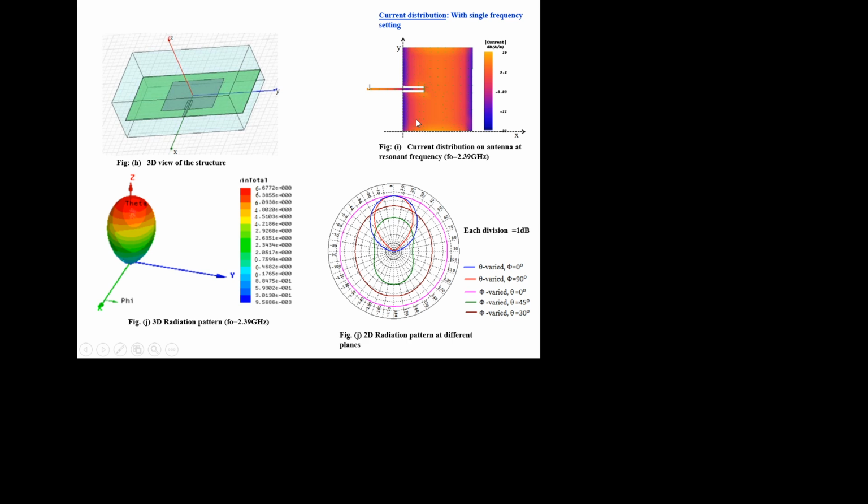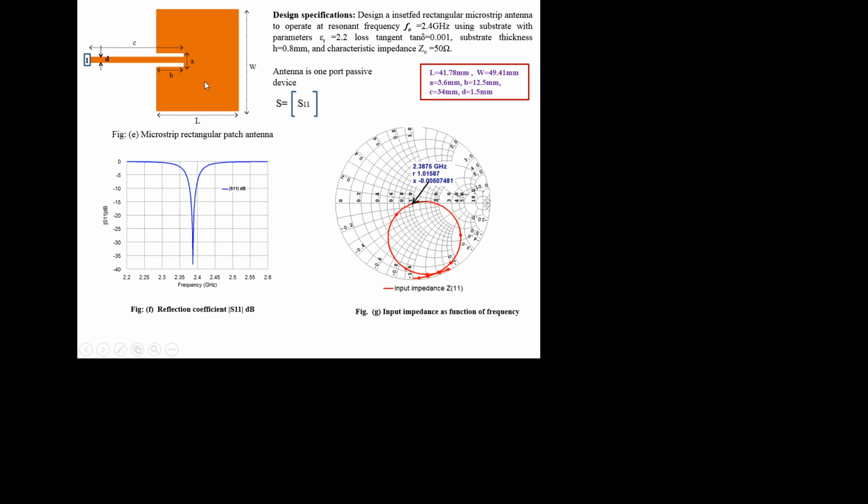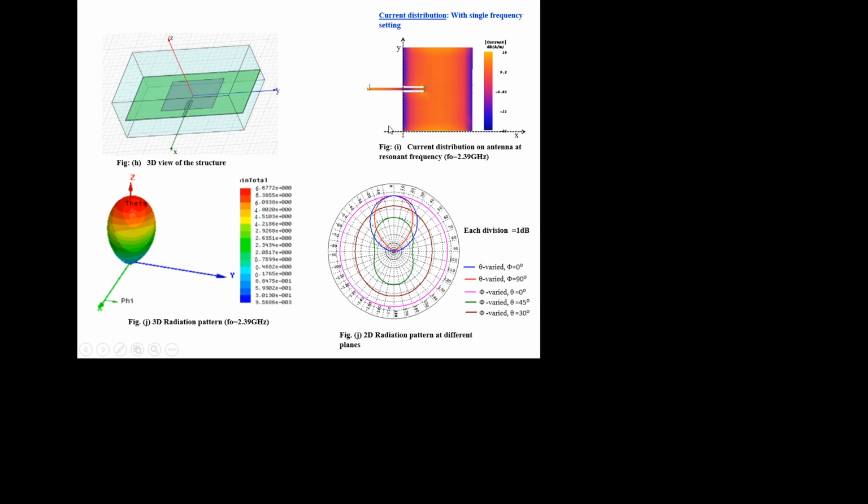Okay, so what we have to do, we have to observe this is a 3D plot of the antenna, inset fed antenna. So if you plot this in 3D, you will be observing like this, and current distribution you can observe like this at 2.39, that is at a single frequency we have to plot it, 2.39 gigahertz. Okay, this is current distribution, and we have to plot a radiation pattern. So this is a radiation 3D pattern.